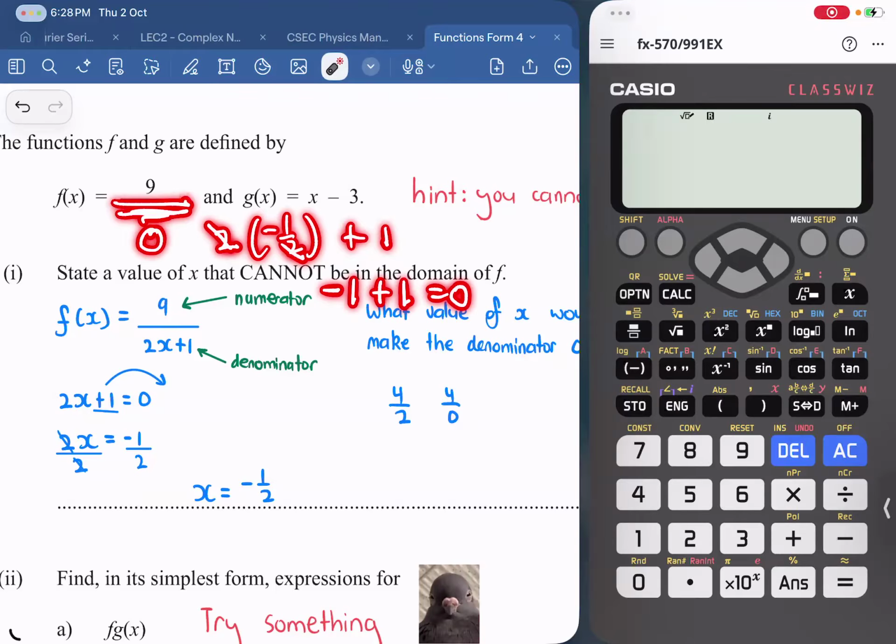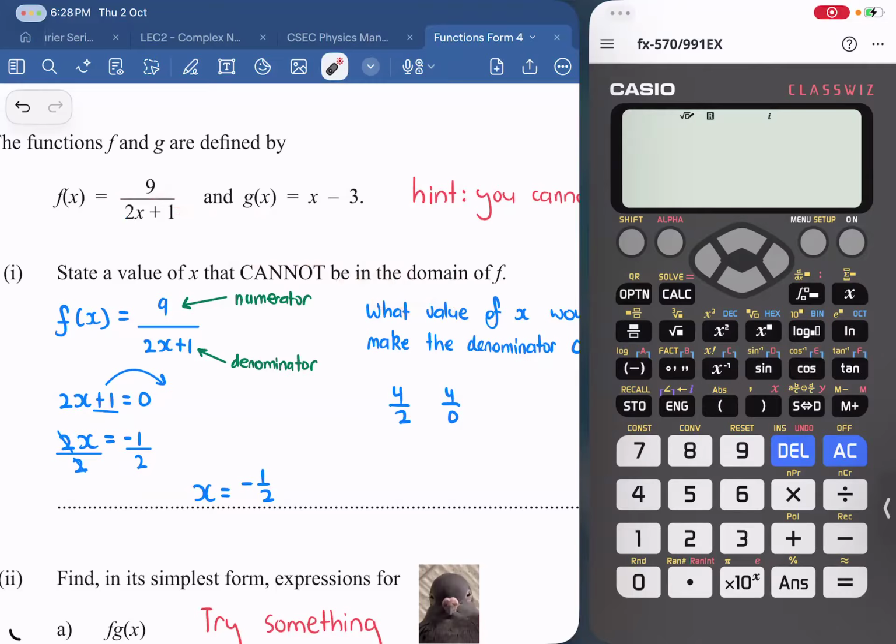Yes. And we could verify that with the calculator, right? So we're going to put 9 all over 2, and in brackets minus a half, because that is what x is, plus 1. So when I press equal, do you think I'll get an answer? Or do you think the calculator will blow up?